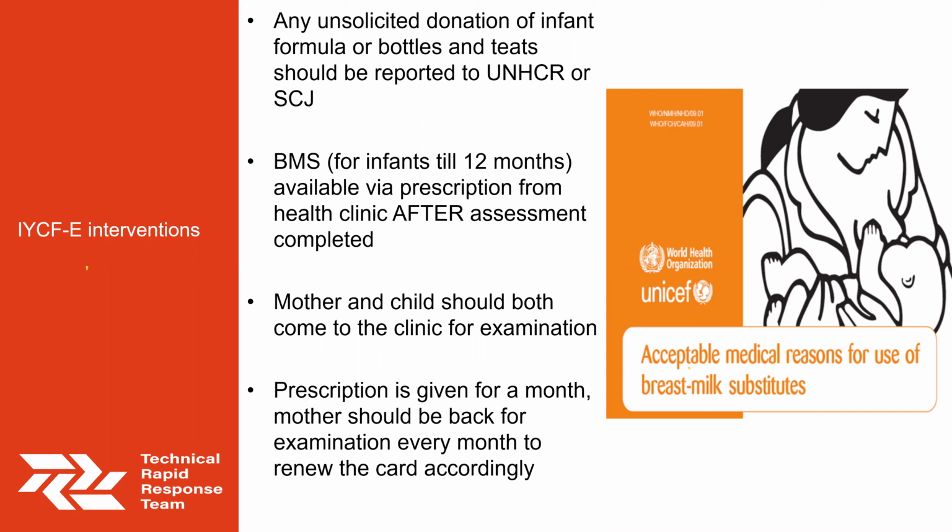So, the 2 documents that were shared highlighted the key actions that need to be taken in order to promote and protect breastfeeding and ensure that the needs of infants who need infant formula are met. It was agreed that one agency only, which is UNHCR, should be responsible for procuring the formula. Any unsolicited donations of infant formula or bottles and teats should be reported either to UNHCR or Save the Children Jordan. Partners were informed that BMS is available for children under 12 months, but only via prescription from a health clinic after assessment is completed for both the mother and the child.